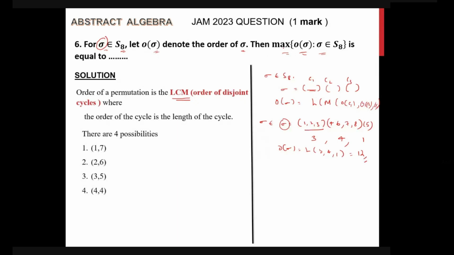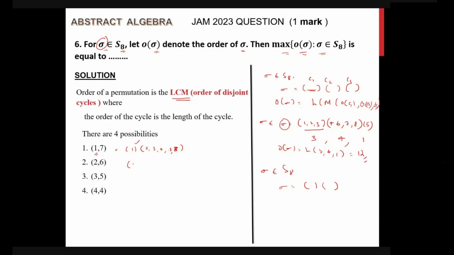Okay, so that means if sigma belongs to S8, this sigma can be written as a product of disjoint cycles, right? So in how many ways can we write it? So there are 4 possibilities. One is the first cycle is a cycle of length 1, for example (1), and the other cycle is a cycle of length 7, (2 3 4 5 6 7 8). So this is a possibility of sigma.